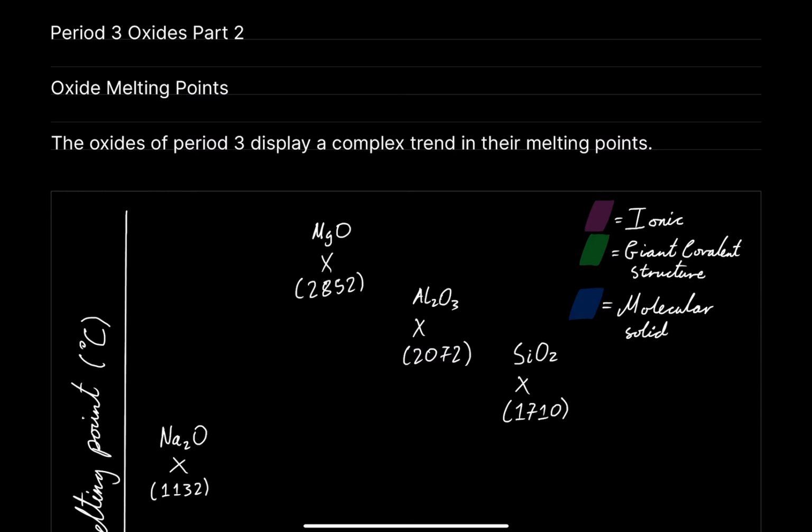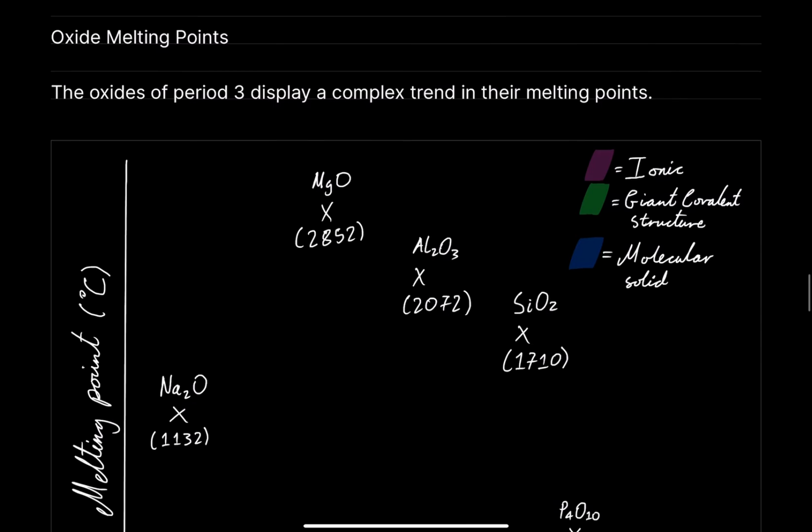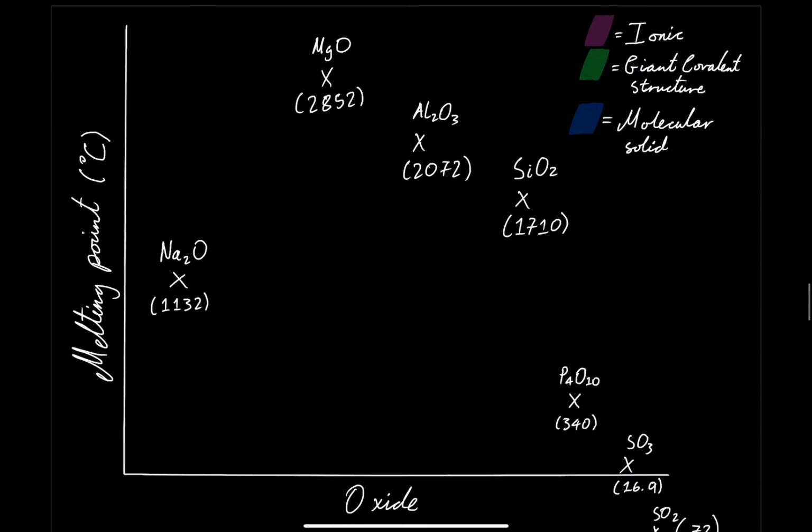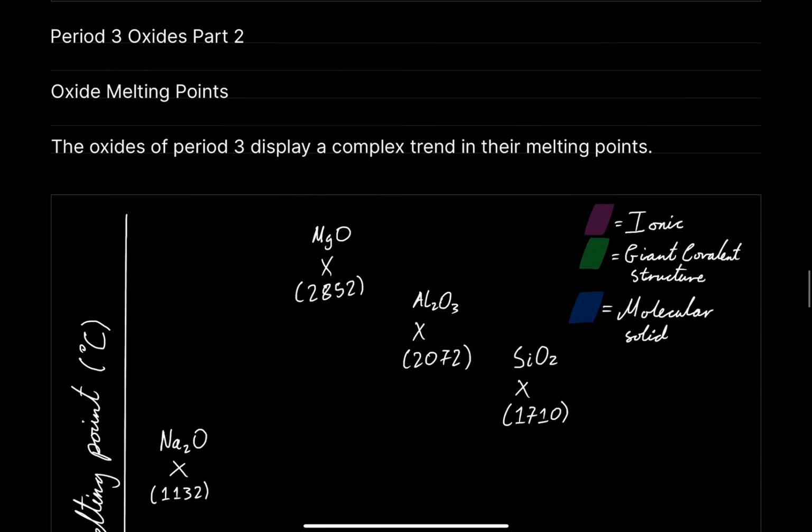In this video, I'm going to be focusing on the oxide melting point and the acidity of certain period 3 oxides. I'm going to start off with the melting point. So the oxides of period 3 display a complex trend in their melting point. It's kind of similar to the period 3 elements' melting point, actually, but some of them obviously have different reasons.